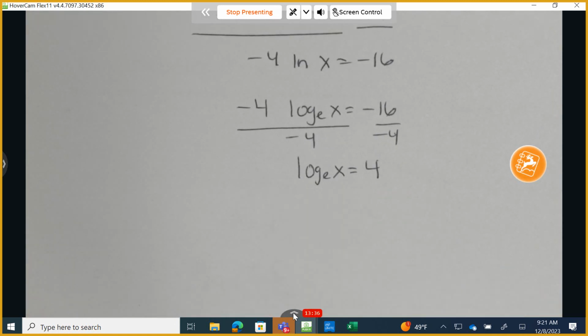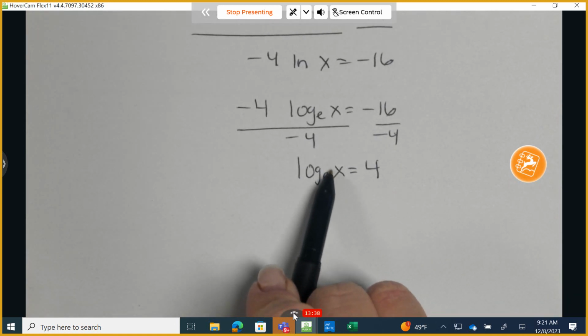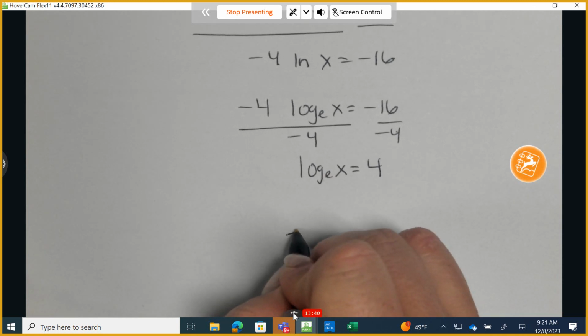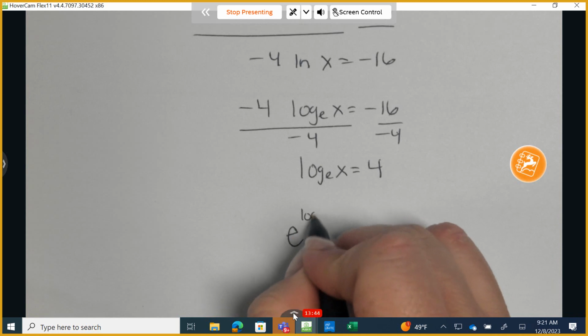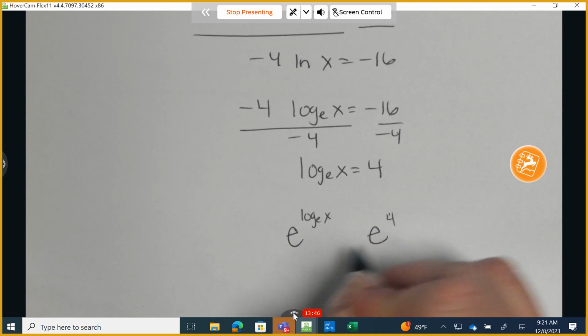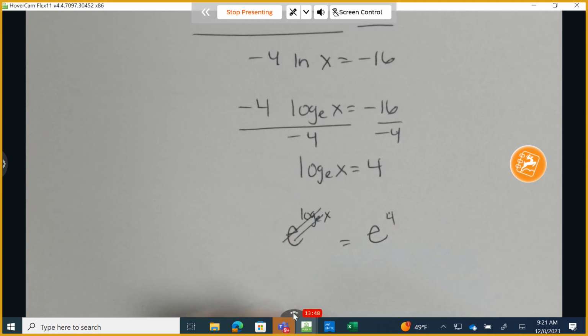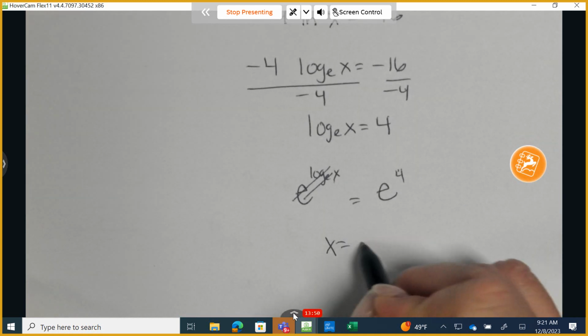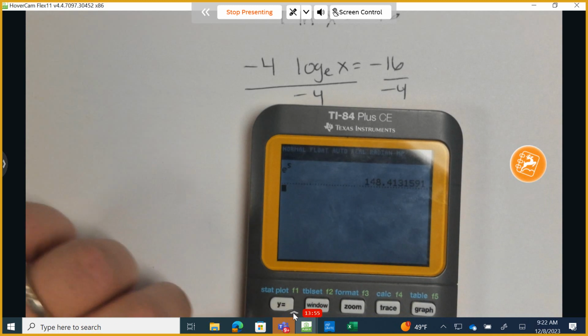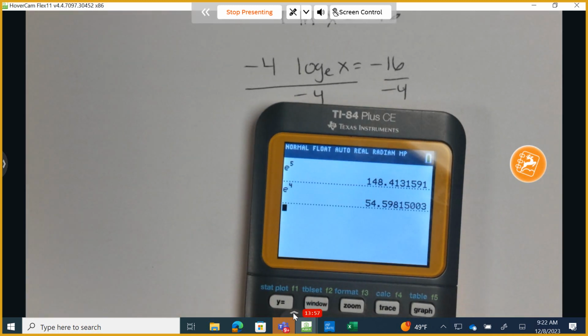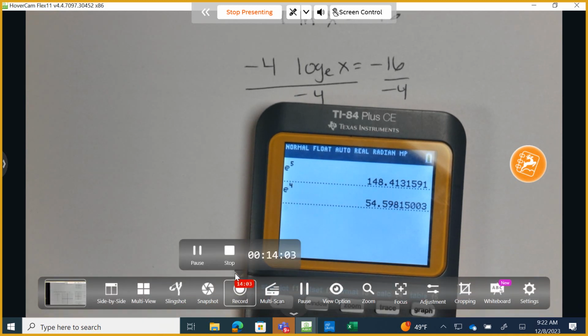Now in order to solve for x, I'm going to take whatever this numerical value is, in this case the number e, and write it on both sides. I have log base e of x and e to the 4th. These will always simplify into 1. I bring down the x, and now I'm just going to take e to the 4th. So what is e to the 4th? E to the 4th is approximately 54.6 if we rounded it.